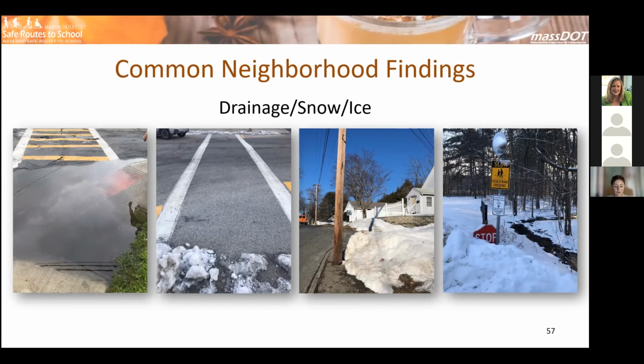The third image shows an already narrow sidewalk that is completely impassable due to a combination of the telephone pole in the way and the snowbank blocking the rest of it. The last photo shows a snowbank hiding important signage at a school near their arrival dismissal loop.